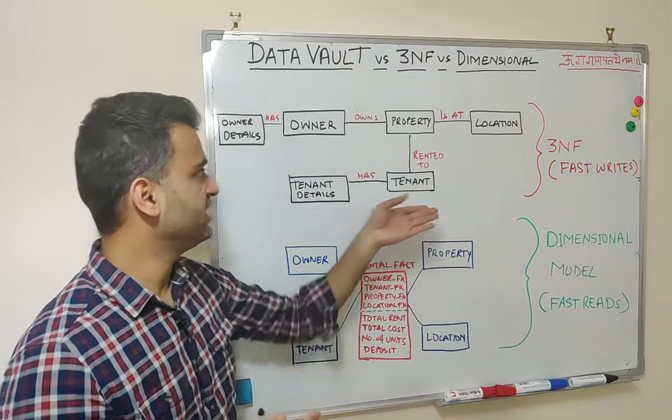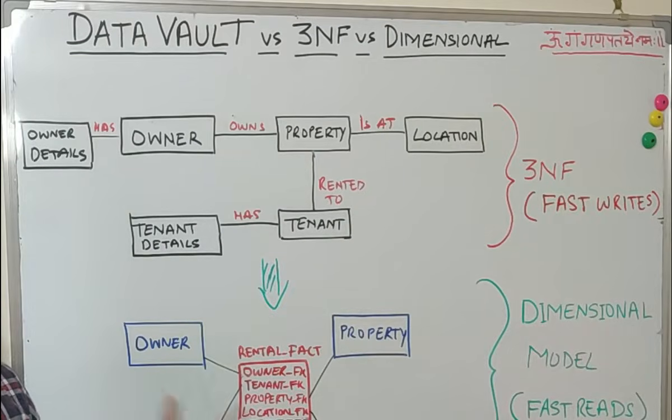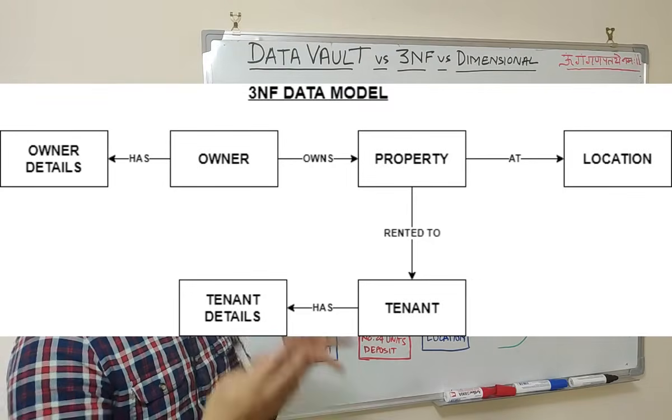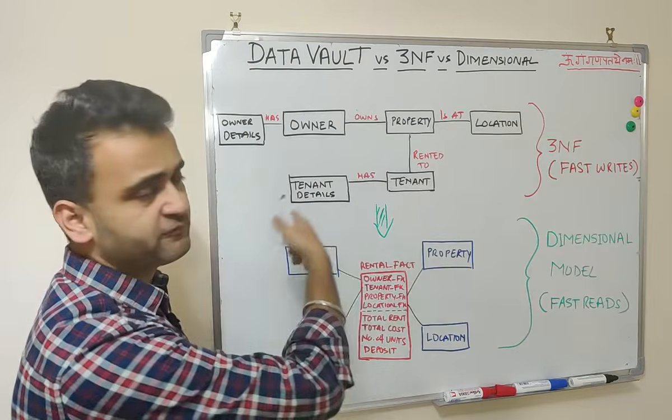Suppose this is a data model made for a rental property. It shows you the business process flow for a property which is rented, and the details are linked with different tables.